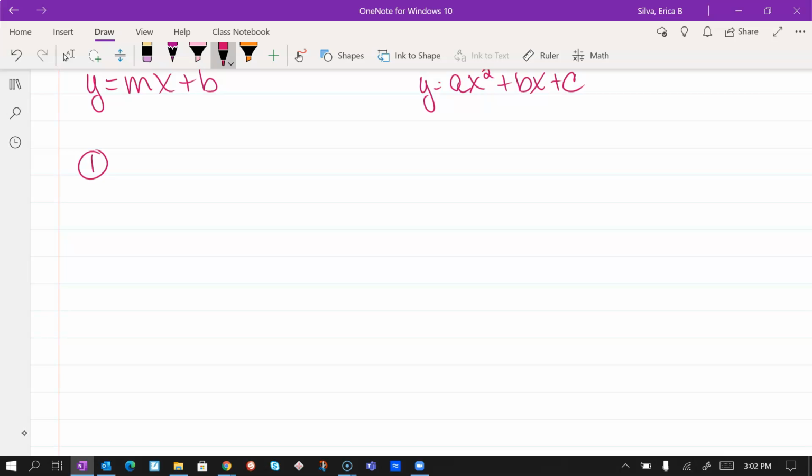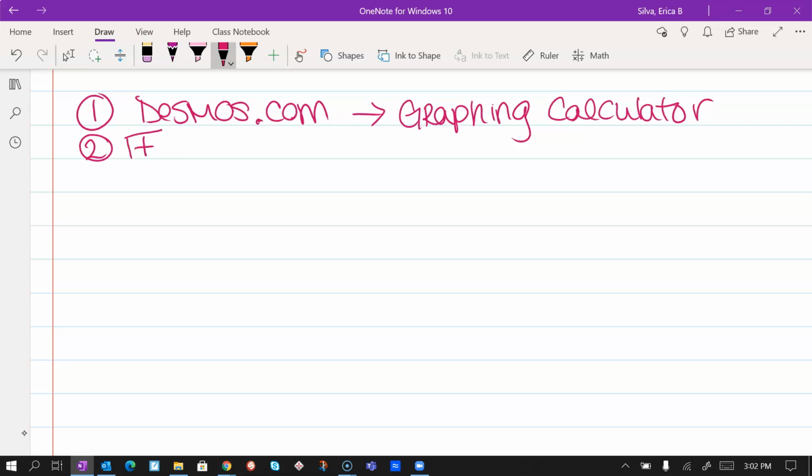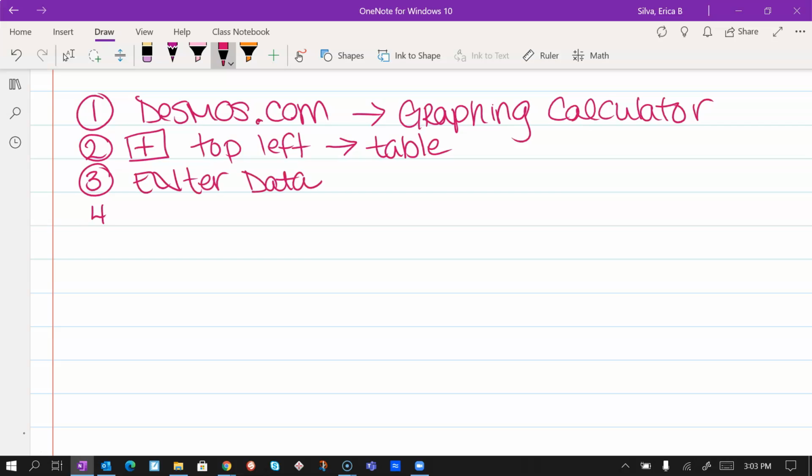So step number 1, we're going to go to desmos.com, and we're going to choose a graphing calculator. Step number 2, there's a plus sign on the top left corner that we're going to click, and then we're going to choose table. After we choose our table, we're going to enter our data. After we enter our data, we're going to first find a linear regression, and then a quadratic regression. Then we're going to compare them and see which one best fits.